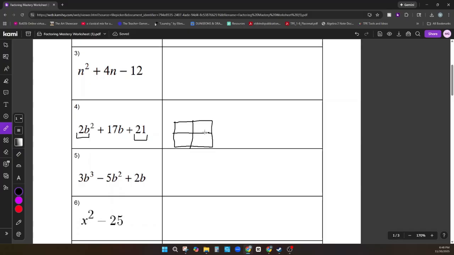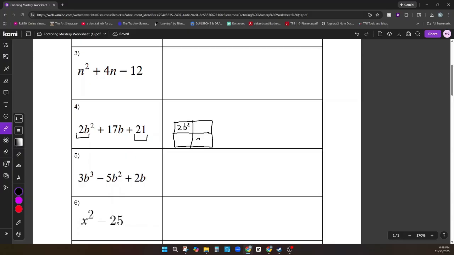So before I even do my big box method, I say, hey, there's a 2 in front here. But maybe I could take something out because they have something in common. So you're going to look at 2, 17, and 21 and ask yourself, do they have anything in common? Can I just factor something out before going on to this box method? And the answer is, in this case, they do not have anything in common. So that's when you go to your big box method and go as far as you can.